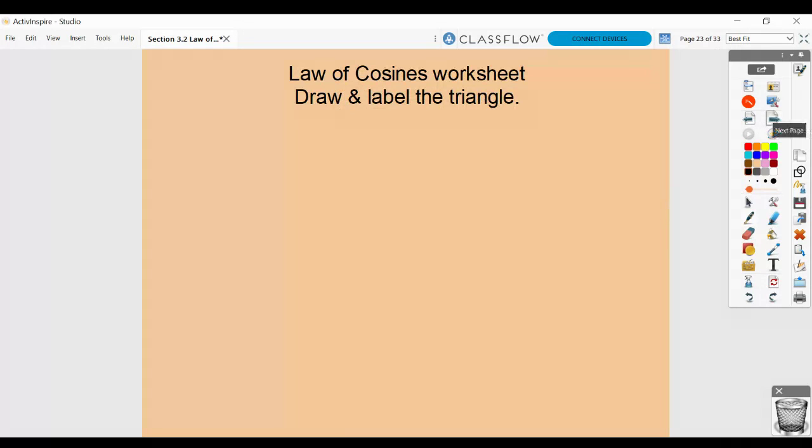Okay, so those were just a couple word problems. This law of cosines worksheet has a couple word problems on it, so I wanted to give you an opportunity to look and see how the word problems are done.